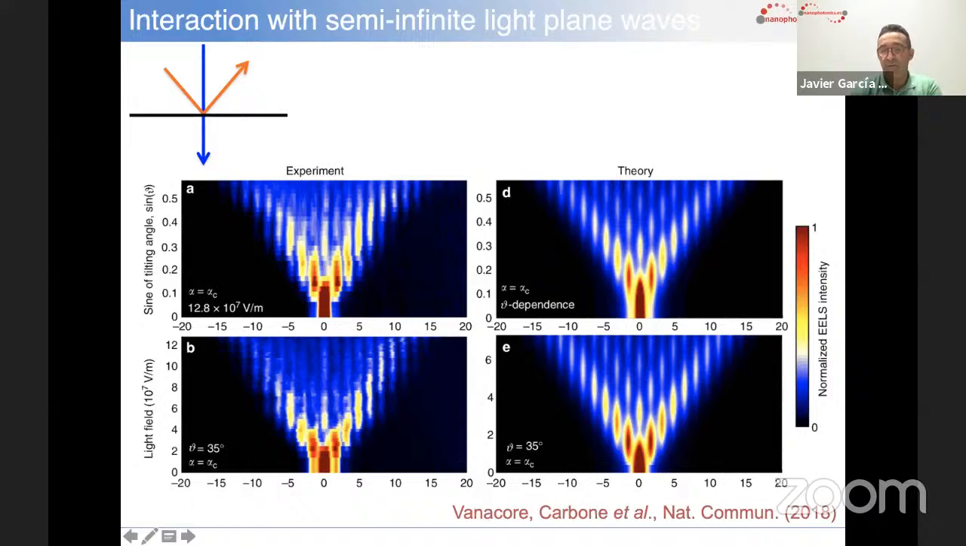So again, spectra as a function of light intensity, you see this quantum billiard physics, but also as a function of the tilting angle: just by tilting the plate, you have a very similar effect.